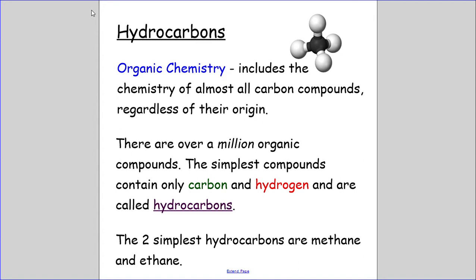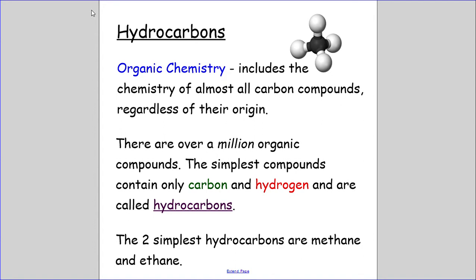So we're going to start off with the organic chem section. It includes chemistry of almost all carbon compounds, regardless of where they came from, regardless of the origin. There's over 1 million organic compounds, so they're abundant. The simplest compounds contain only carbon and hydrogen, and they're called hydrocarbons, and that's really, as you can tell from the title of the slides, the main focal point of this lesson.